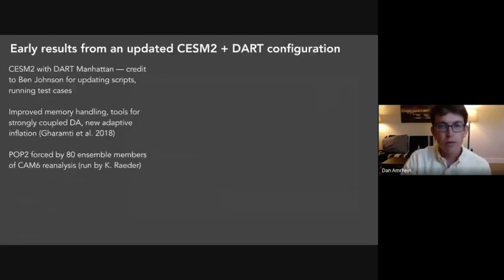So now I'll get to work that's ongoing and more forward-looking regarding specifically the coupled CESM2 and DART. Work has been going on, and credit especially to Ben Johnson in the DART group for updating scripts and running some of these test cases. Work has been going on to couple CESM2 with the new version of the Data Assimilation Research Testbed, Manhattan. This will hopefully deal with some of the memory issues that we were having before, gives us new tools for strongly coupled data assimilation, which I'll talk about, and also for adaptive inflation, so inflation as a function of space.